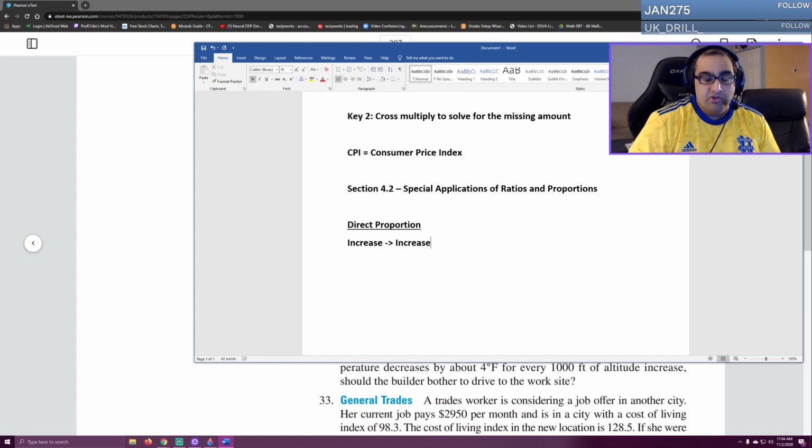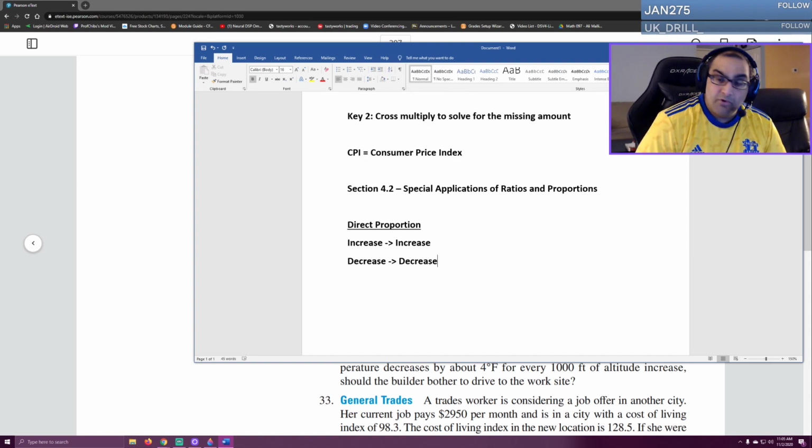So if I have 25 feet of rod and I make 9 pins from that 25 feet of rod, if I increase the size of that rod to 30 feet, then I should be able to make more pins. So that's what an increase to an increase would mean. The same thing for a decrease. If I decrease that amount, then my result will be decreased as well. So that is what our direct proportion means.